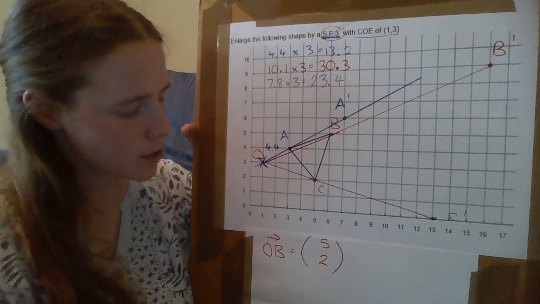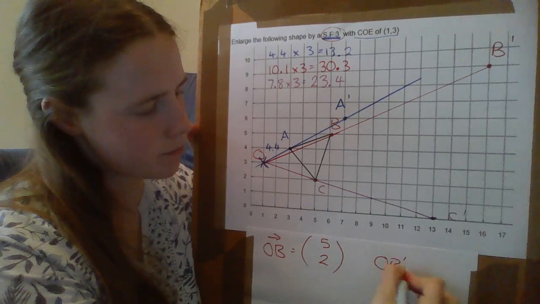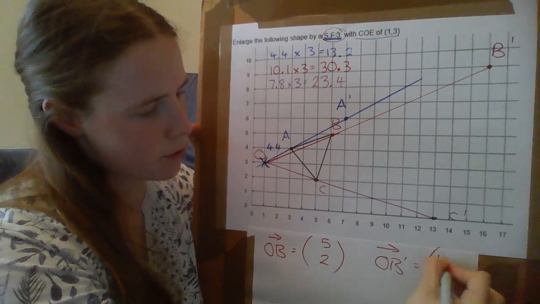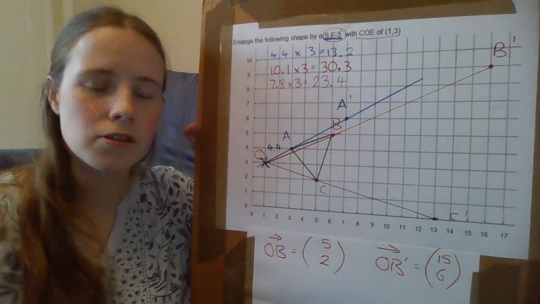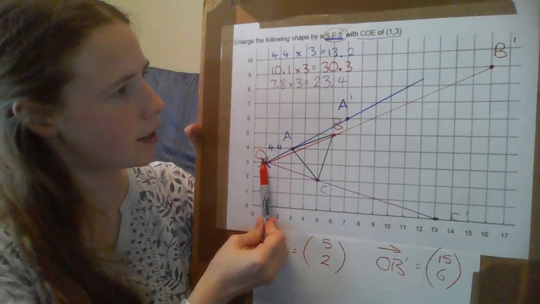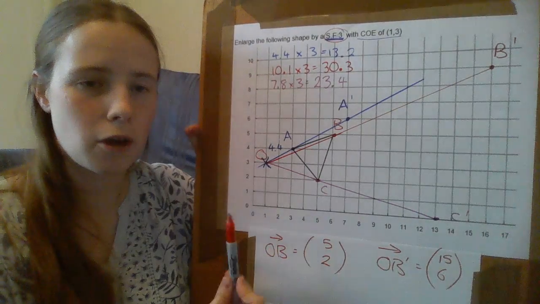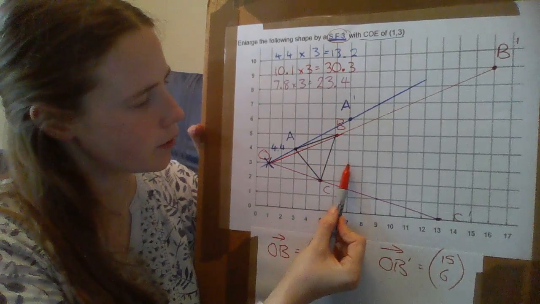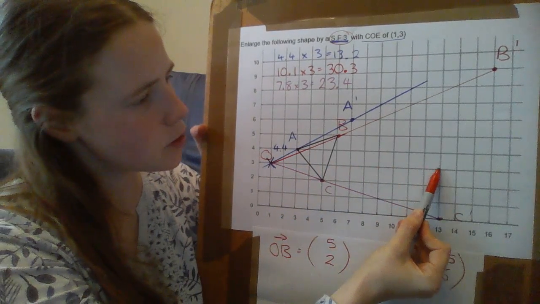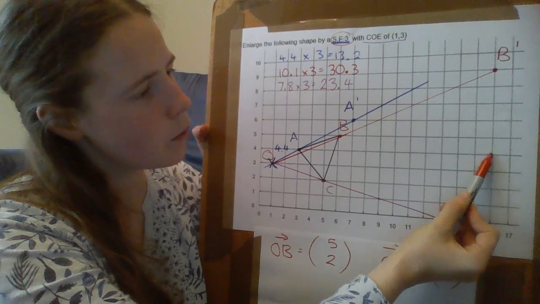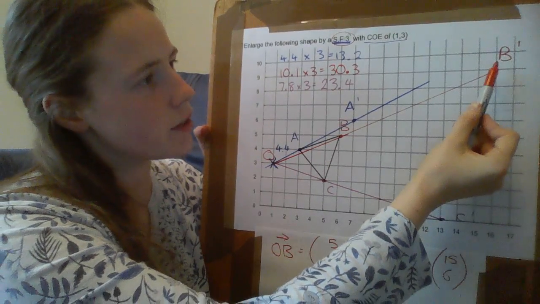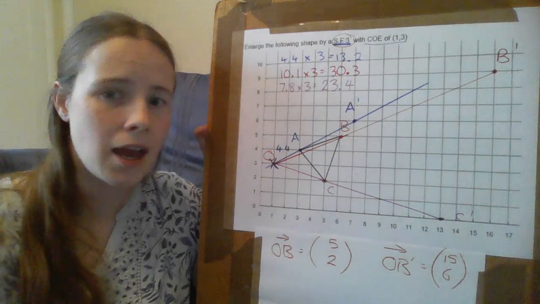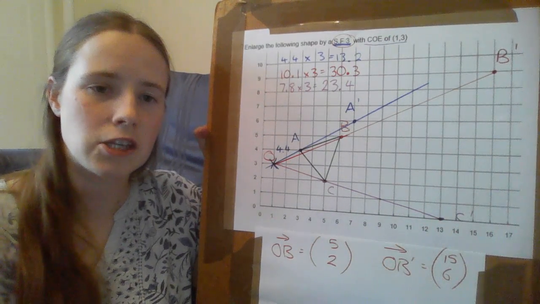When I times that by 3, I get 15 and 6 up. So if I've done it correctly, going from here to my new B point, I should go 15 across and then 6 up. So 1, 2, 3, 4, 5, 6, 7, 8, 9, 10, 11, 12, 13, 14, 15. 1, 2, 3, 4, 5, 6. So I know I'm correct, and you can test other points if you want to, just to be completely sure.